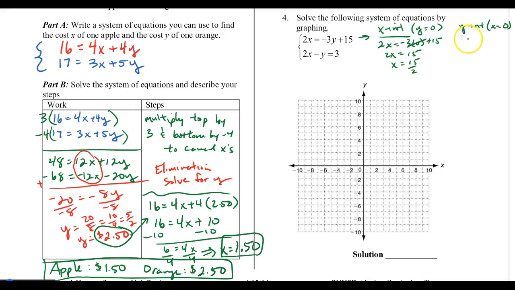That's my x-intercept. And for my y-intercept, I've got 2 times 0 equals -3y plus 15. Subtract the 15. -15 equals -3y. Divide by -3. y equals 5. So I can plot those points. 15 halves, that's going to be 7.5. Puts me there. And my y value is 5, which puts me here. And now I can draw that line. Remember, we want to make sure we're using a ruler to get a nice straight line, because we need to be pretty accurate about where it intersects.